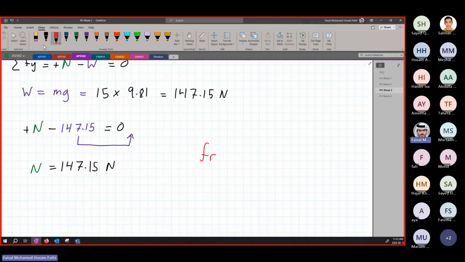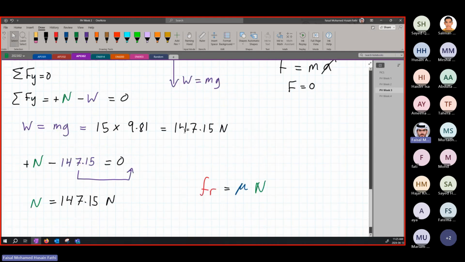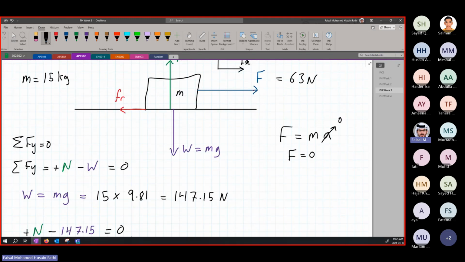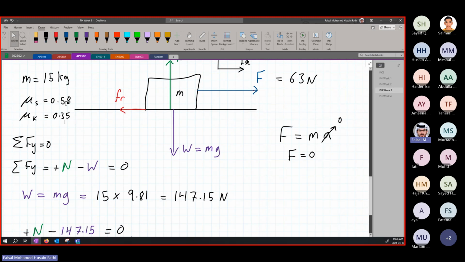FR is equal to mu times N, all right? I didn't mention the mu here. Obviously, mu will also be given. Mu S is equal to 0.58, and mu K is equal to 0.35. Remember, these are unitless. They have no units. Mu S is the static friction, so when there's no motion, and mu K is the kinetic friction, 0.35.